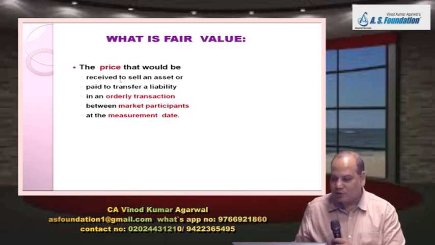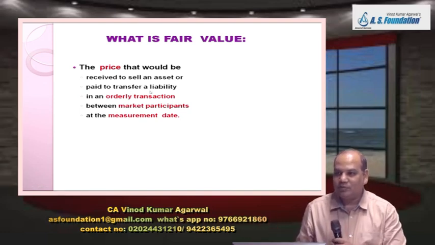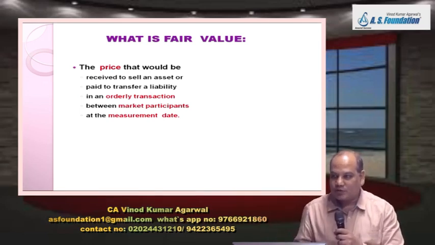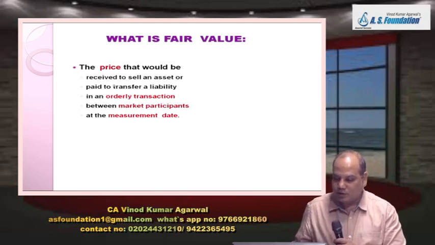The price that would be received to sell an asset. In case of an asset, the price that would be received to sell an asset. And in case of a liability, the price that would be paid to transfer a liability. If you sell an asset, you receive the cash, you receive the price. But if you transfer a liability to someone, you take my liability. Why will somebody take my liability? I will have to pay him the price for taking my liability, or the price paid to transfer a liability.